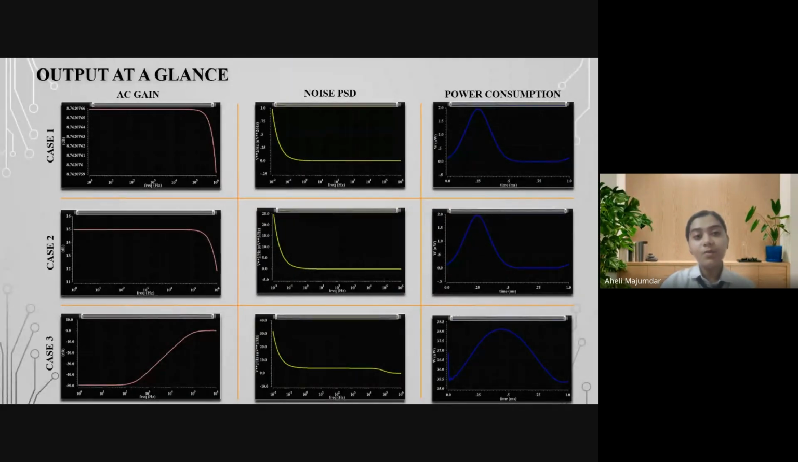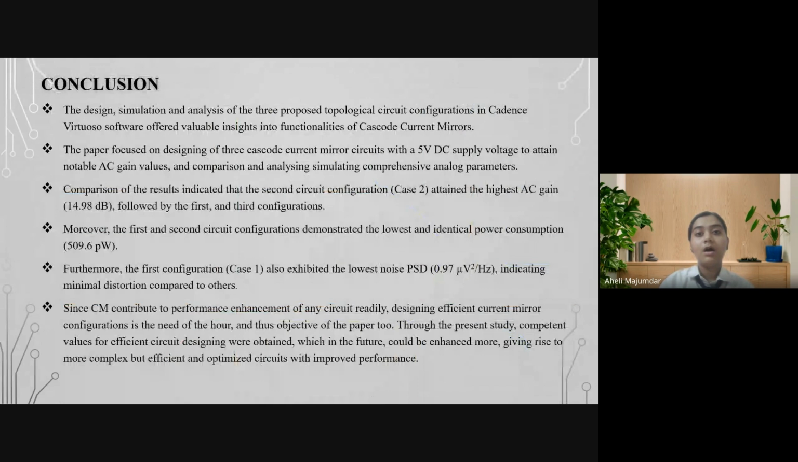An overview would tell us that the circuits with the highest AC gain, lowest noise PSD, and lowest power consumption values are the most efficient ones to be designed in the future, and this is supported by the outputs that have been received, expressed in this slide. A comprehensive analysis gave insights into the functionalities and capabilities of cascode current mirror circuits.